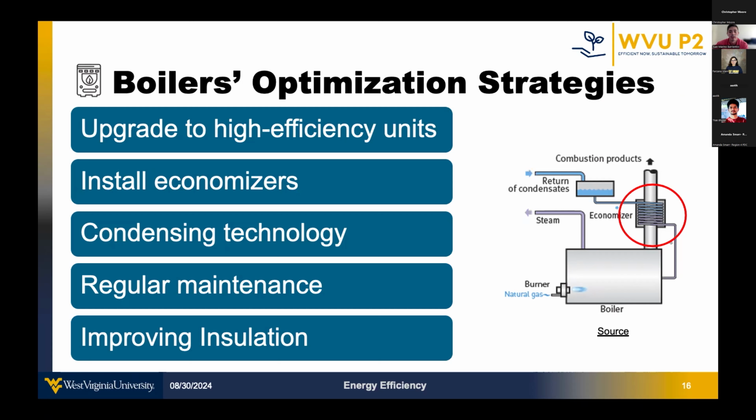And lastly, improving insulation around the boiler pipes, tanks, and other components helps minimize heat loss, ensuring that more of the energy produced by the heater is used for its intended purpose rather than being lost to the environment.